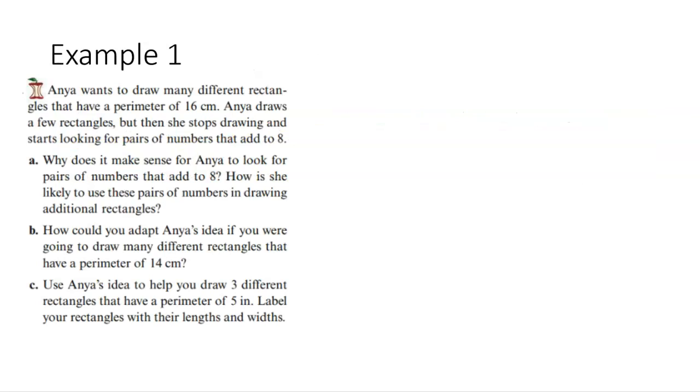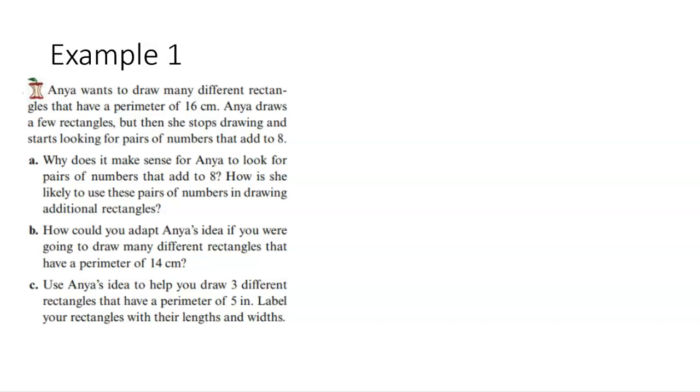All right, so Anya wants to draw many different rectangles that have a perimeter of 16 centimeters. She draws a few, but then she stops drawing and starts looking for pairs of numbers that add to 8. Why does it make sense for her to start looking for pairs of numbers that add to 8? And how is she likely to use these pairs of numbers?